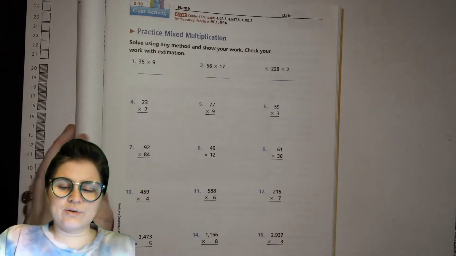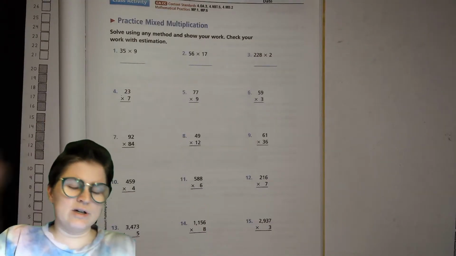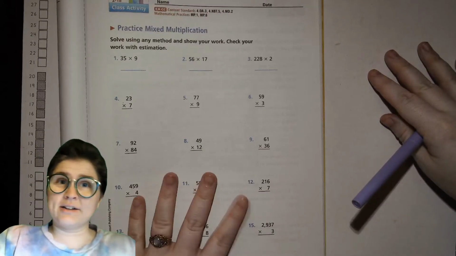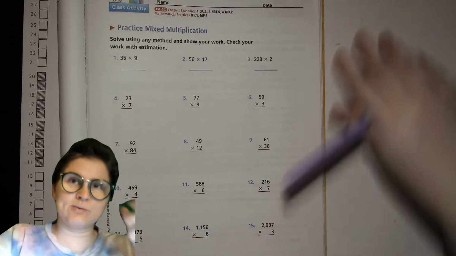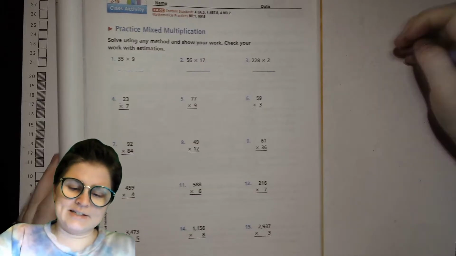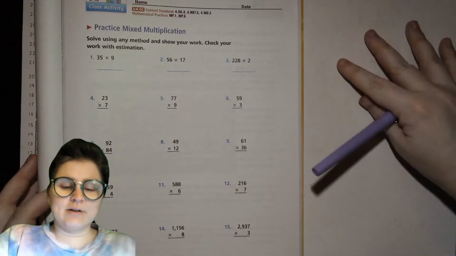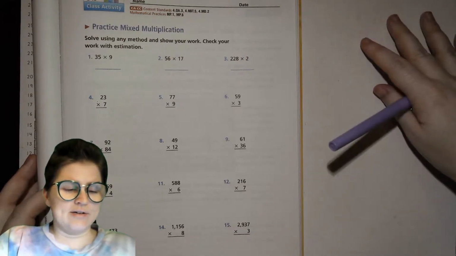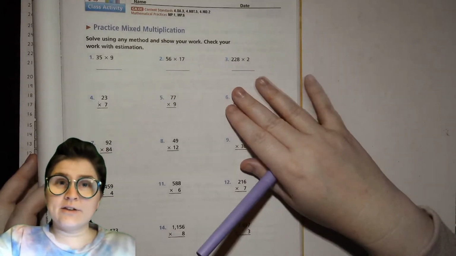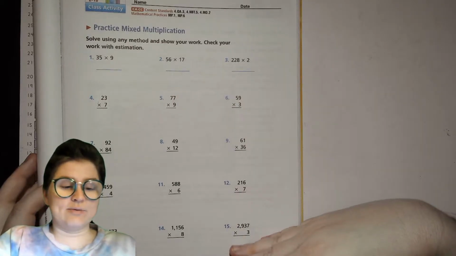Of course, you're always welcome to use your math board. There's not a lot of space here on this page, and if you're trying to use one of the methods that takes up more space, like the place value sections model, I would highly recommend you go grab your math board, so go do that now. We'll do a couple together, and then I'll correct the page with you.